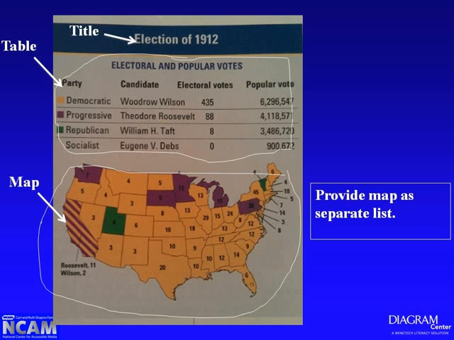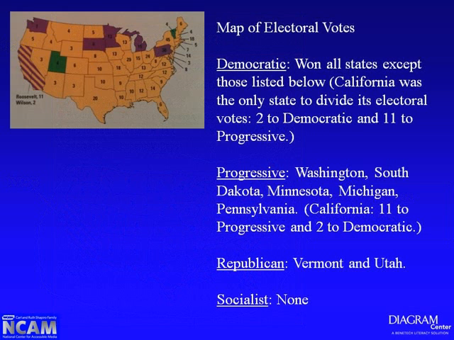One way would be probably what most people would say: okay, we have this table on the top that can be converted into a table, and then the map, we're going to just list the information. It's a map of electoral votes, Democratic, and you can combine it. You say all the states except those listed below, and then describe how California split their votes. Then the next is progressive, list those half a dozen states that progressives won, Republicans won only Vermont and Utah, and socialists won none. Notice we didn't list all of the states that Democrats won, and I'll tell you why in just a second.